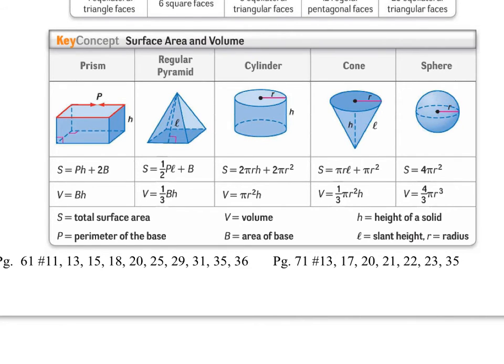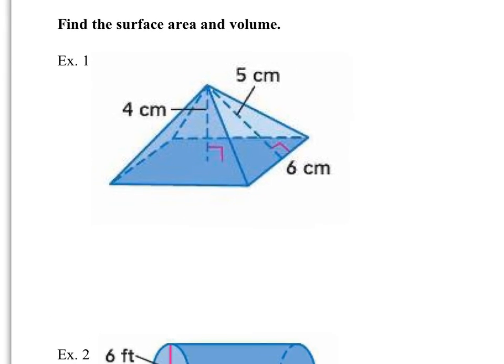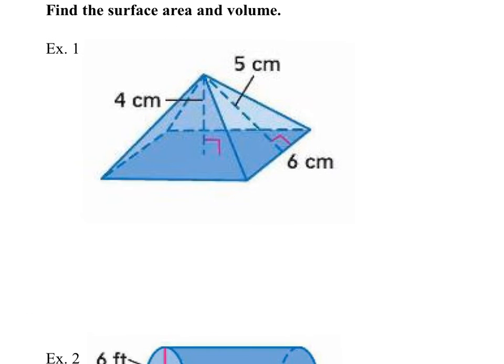A couple other things I want you to be aware of are some variables. Remember, capital S will be total surface area, capital V will be volume, capital P will always represent the perimeter of the base, so the distance around the outside of a base, and then capital B will always represent the area of the base. Okay, so make sure you have those in mind. So we're going to work a couple of examples of finding surface area and volume. Now, these examples are not included on your note sheet, so if you want to grab a piece of scratch paper and work these along with me, you can.